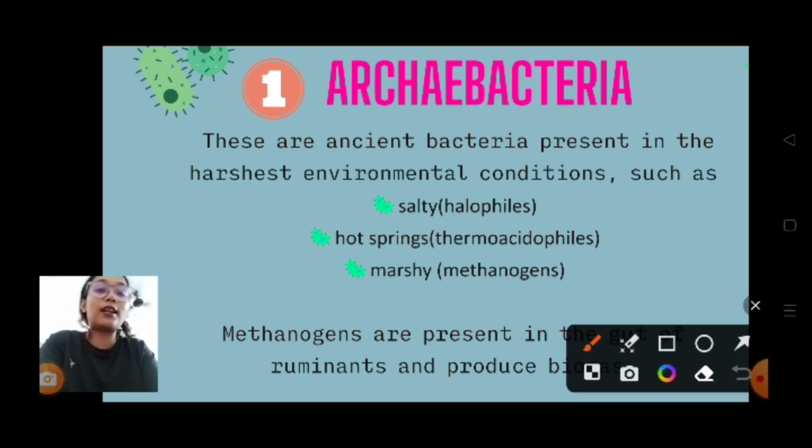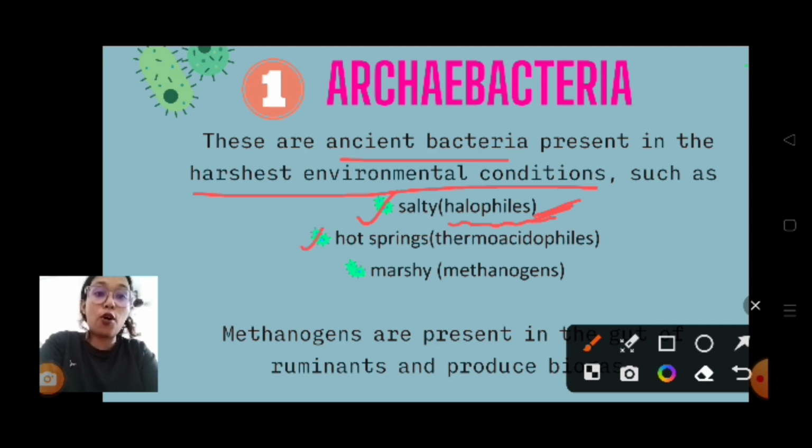Starting with Archaebacteria, since I have already told you that they are the most primitive type of bacteria, we can also say that they are ancient bacteria present in extreme environments. They can survive harsh environmental conditions. For example, in extreme salinity they can live. So when these Archaebacteria live in an extreme saline condition, they are called halophiles.